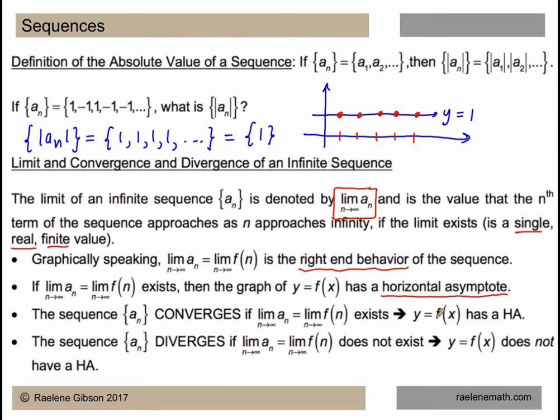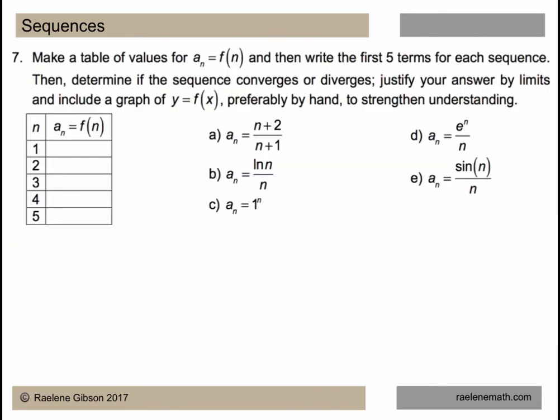In other words, if the function f has a horizontal asymptote on the right end, because we're specifically focusing on positive integers, so n is going to approach positive infinity. Similarly, the sequence diverges if the function does not have a horizontal asymptote, which means that the end behavior limit on the right side does not exist. And does not exist means to be undefined, not a single, not a real, or not a finite value. So we can look at a couple of different examples.